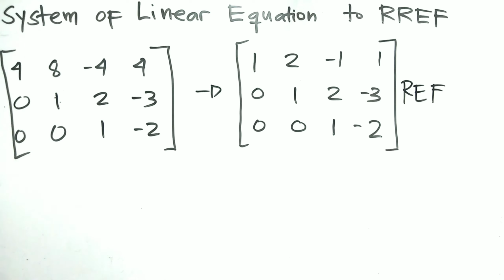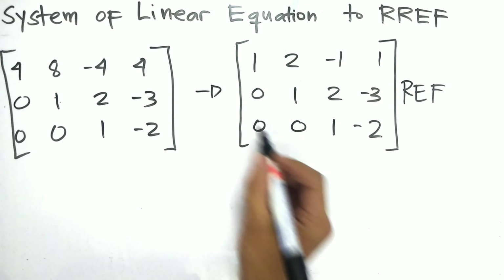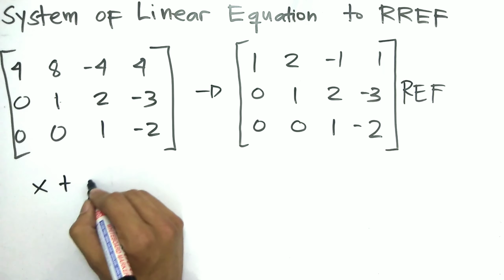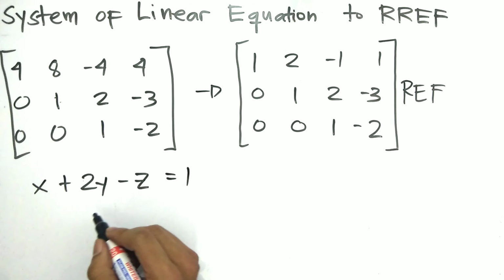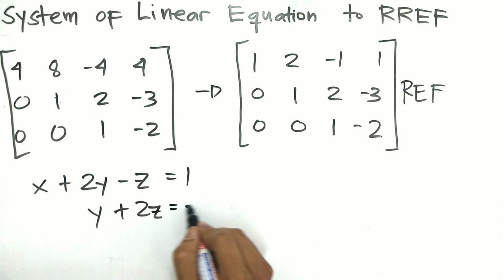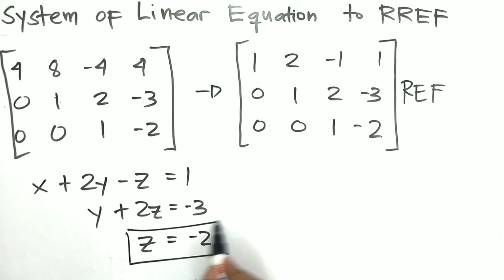We can already find the solution of the system of linear equations by using back substitution for the reduced echelon form. So to do that, let's convert this back into its equation form. This is x plus 2y minus z is equal to 1. 0 plus y plus 2z is equal to negative 3. This is 0 plus 0 plus z equal to negative 2. So we already have your z equal to negative 2. Let's perform back substitution to solve for y.